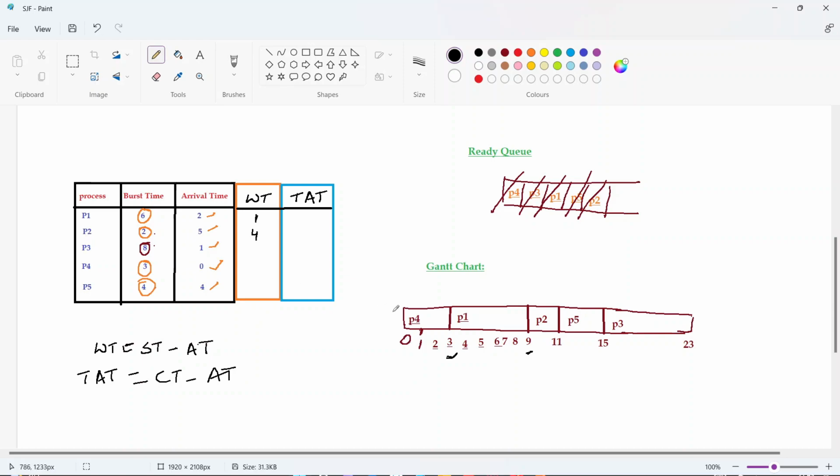Okay. And P3. What is P3? Start time is 15 seconds. 15 minus arrival time is 1. So which is equal to 14. Okay. P4. P4 start time is 0. 0 minus 0 is 0. P5. What is the start time? 11. 11 minus 4 is 10. I think somewhere it is wrong. 11 minus 4. 11 minus 4 is what? 7.